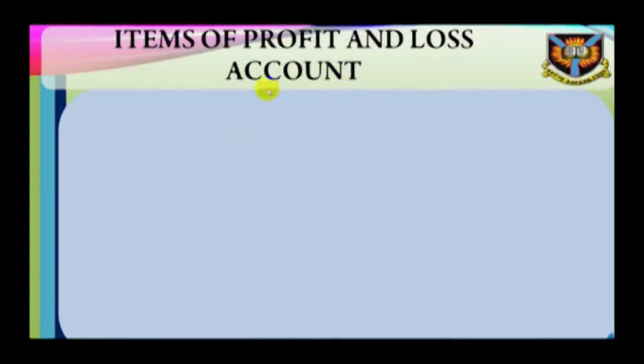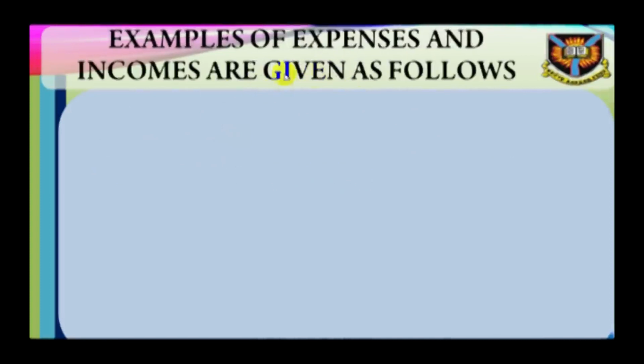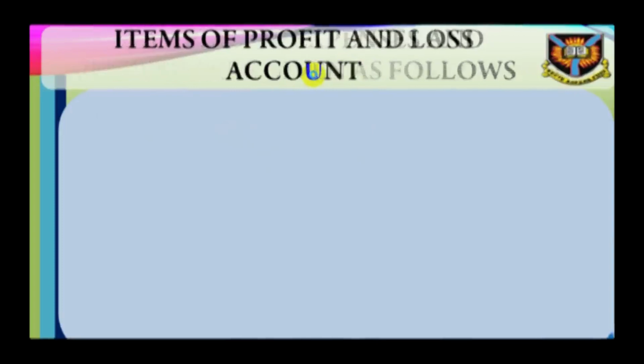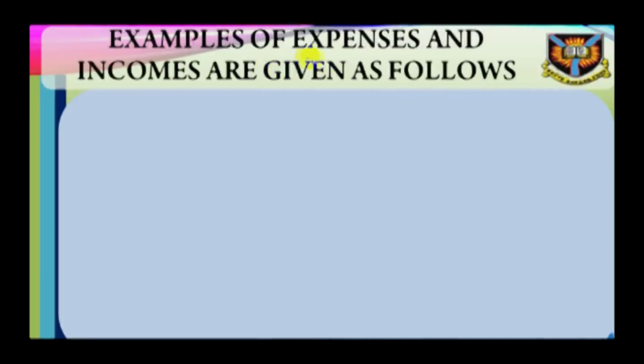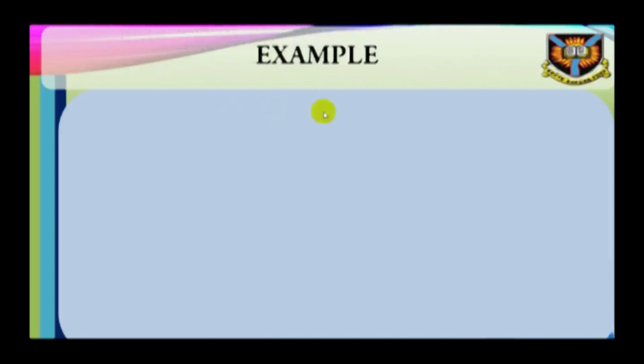Expenses are rent and rates, wages and salaries, advertisement, bad debt, discount allowed, carriage outward, depreciation, interest on loan. Incomes are rent received, discount received, decrease in provision, profit on sales of fixed assets, interest received on fixed deposit, and other incomes. Other expenses are increase in provision for bad debt, loss on sales of fixed asset, electricity and lighting.